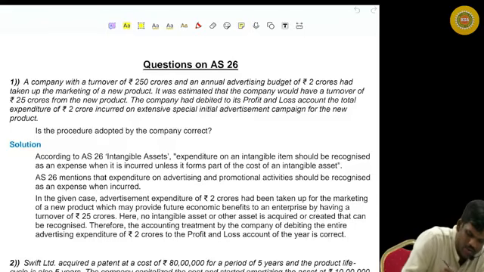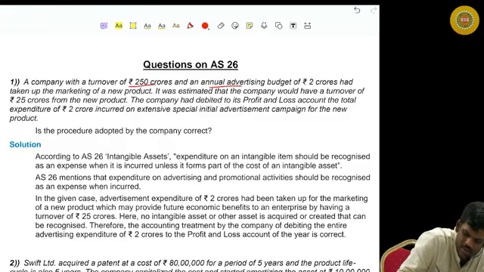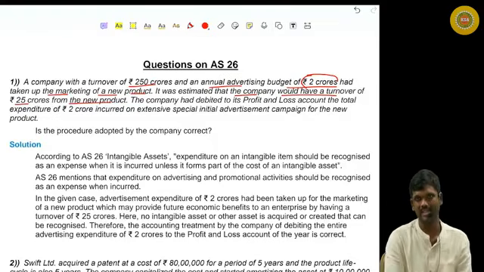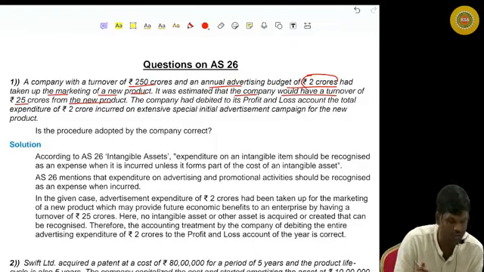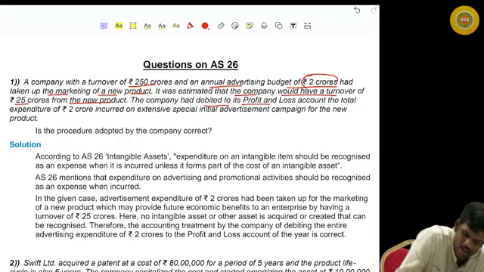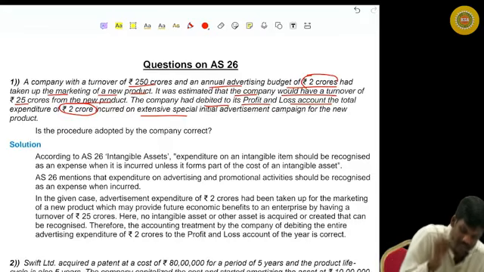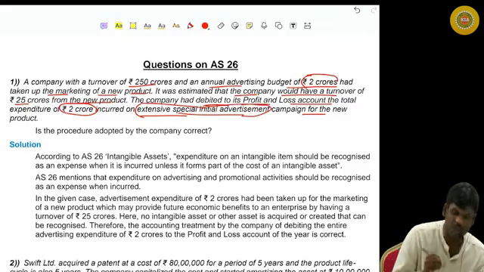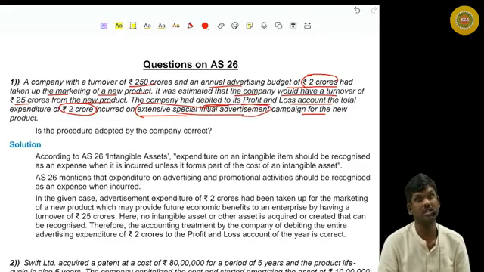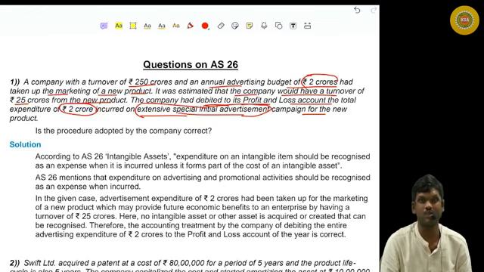A company with a turnover of 250 crores and an annual advertising budget of rupees 2 crores had taken up the marketing of a new product. It was estimated that the company would have a turnover of 25 crores from this new product. So they want to advertise a new product from which they are expecting a revenue of 25 crores. The company had debited to its P&L account the total expenditure of 2 crores incurred on extensive special initial advertising campaign. See, he will try to tell all this. It is a very big campaign. It is a new product. It is going to give lot of revenue. So you will think, no, this expenditure has benefits, so I can capitalize and show as an intangible asset.